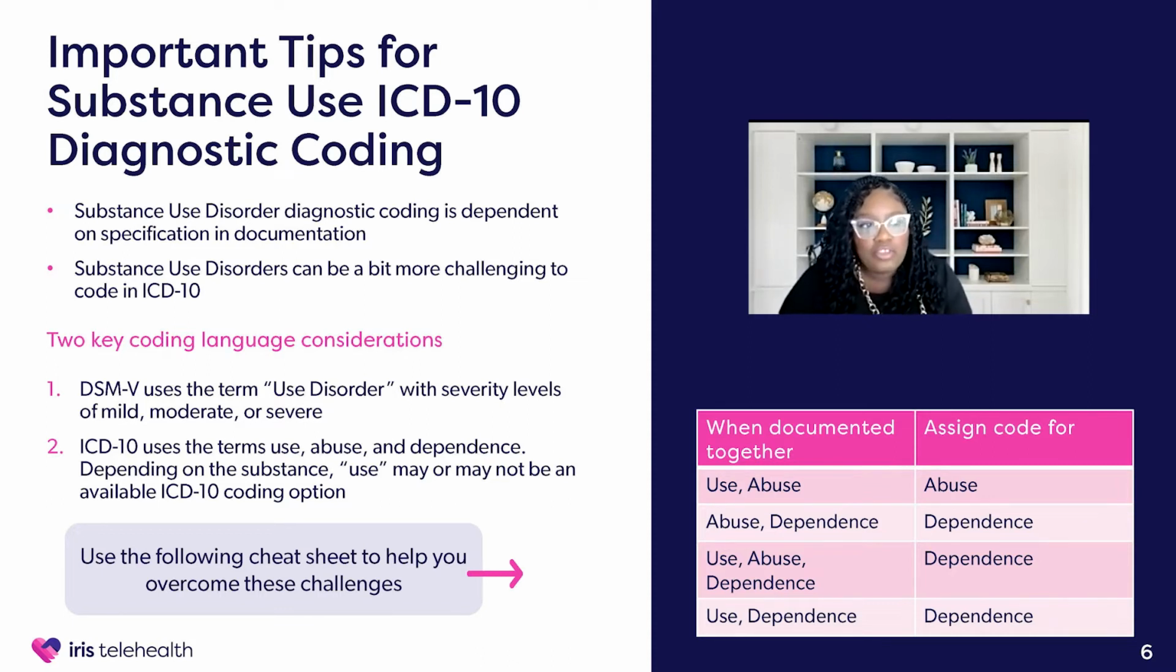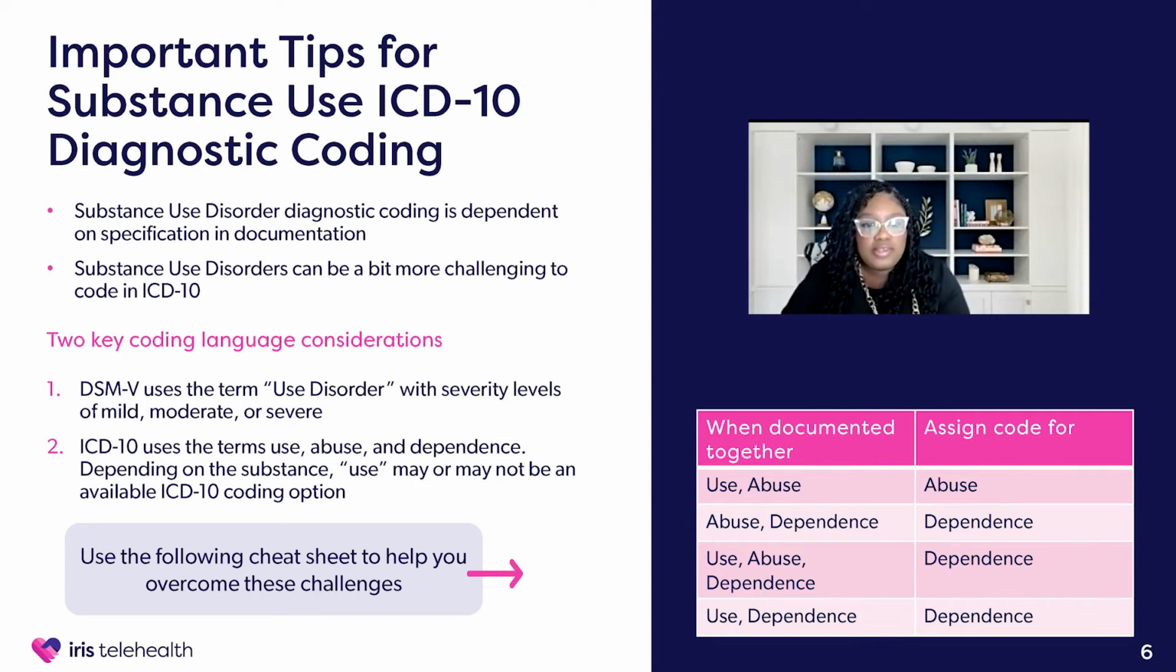And the reason for that challenge is because the DSM-5 uses a certain language, which is use disorder. And that changed, you know, when the DSM-5 came out in 2015. They went from dependence and abuse to use disorder, okay? And so with the use disorder in the DSM-5, you will add severity levels, which are mild, moderate, severe, similar to the depression and bipolarity that we were just previously discussing. However, in ICD-10, those same use disorders are still being mapped to use, abuse, and dependence.